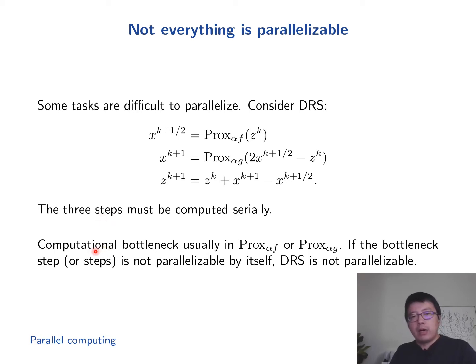Also, when you apply DRS to an actual application, usually the computational bottleneck lies in either prox of f or prox of g. If the bottleneck steps are not parallelizable themselves, DRS is not parallelizable.